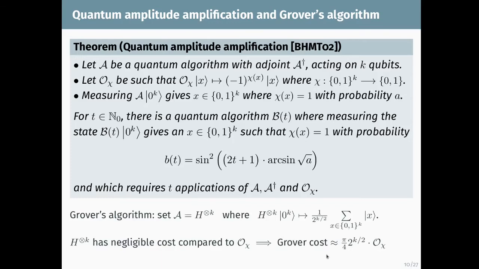Now, Grover's algorithm is a simple quantum search algorithm where we choose the initial algorithm A to be the Hadamard transformation on k qubits, and this has the nice property that it prepares the uniform superposition, i.e., if we know that there's only one element we're looking for, then we know this probability A is 1 over 2 to the k. Now, since the Hadamard transformation has a negligible cost compared to any non-negligible quantum oracle, Grover's cost can be approximated by this figure here.